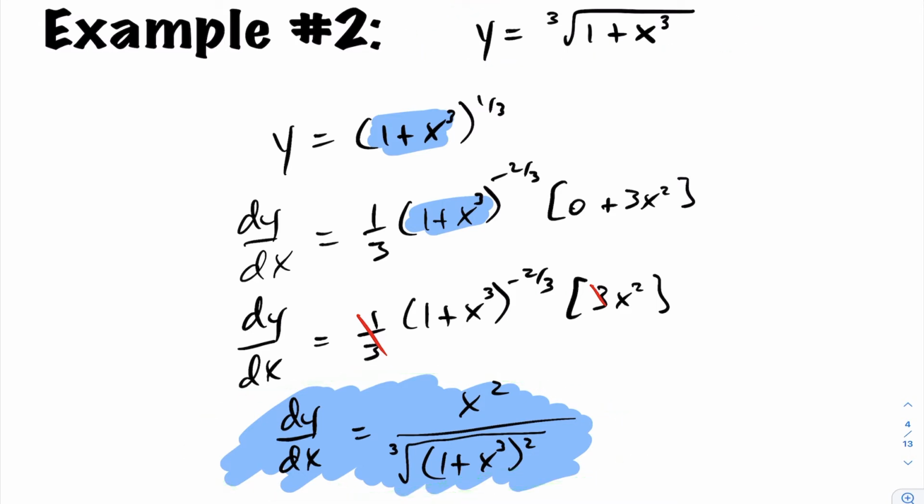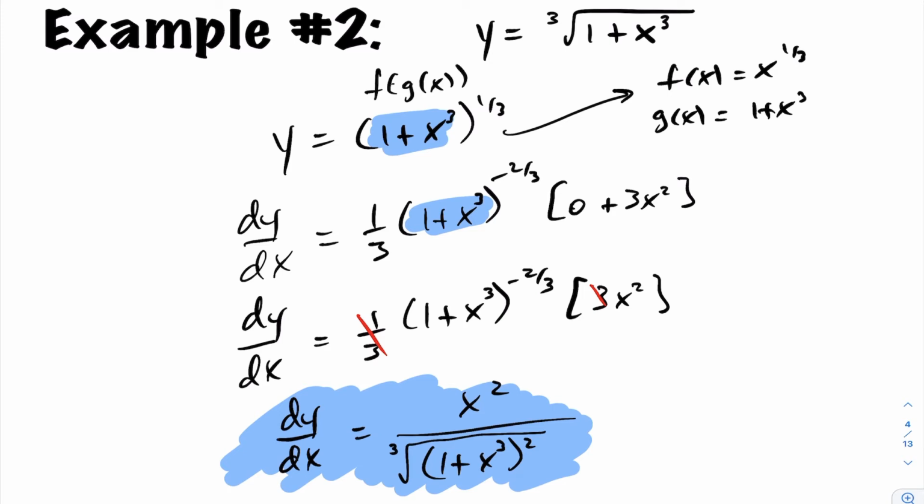If you'll notice what's going on, we have our function f(x) is x to the power of a third, and our function g(x) is 1 plus x cubed. So this is f composite g at x. This is going to be f prime at g(x), and this is going to be g prime at x. And that's the application of the chain rule.